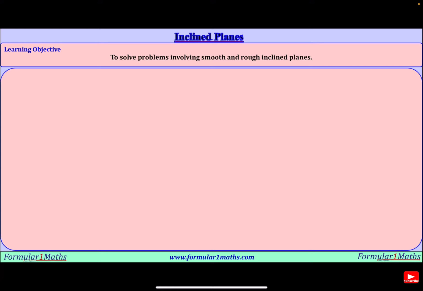This is 5.2 of the Applied Maths course, Year 2, A-Level. We are going to learn how to solve problems involving smooth and rough inclined planes.